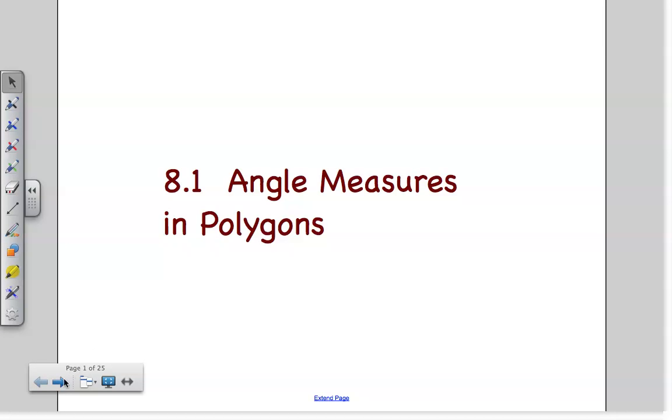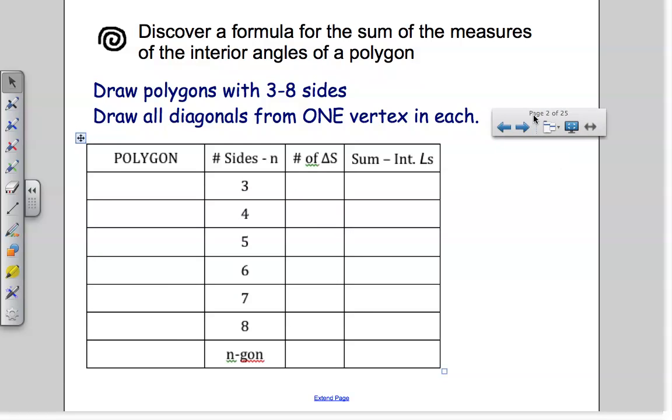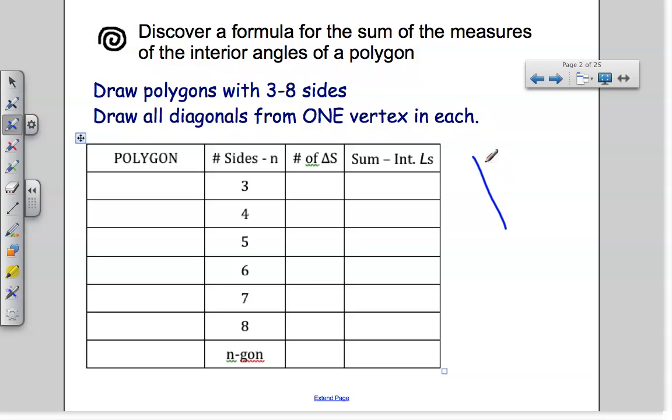In section 8.1, we're going to be looking at angle measures in polygons. And discovery, first, is we're going to actually discover a formula for the sum of the measures of the interior angles of any polygon. We're looking for the sum of the measures, meaning the total of all of the angle measures in polygons. And what I'm going to do is start with a polygon that we know, the first polygon, the least number of sides that you can draw, and that's a triangle.